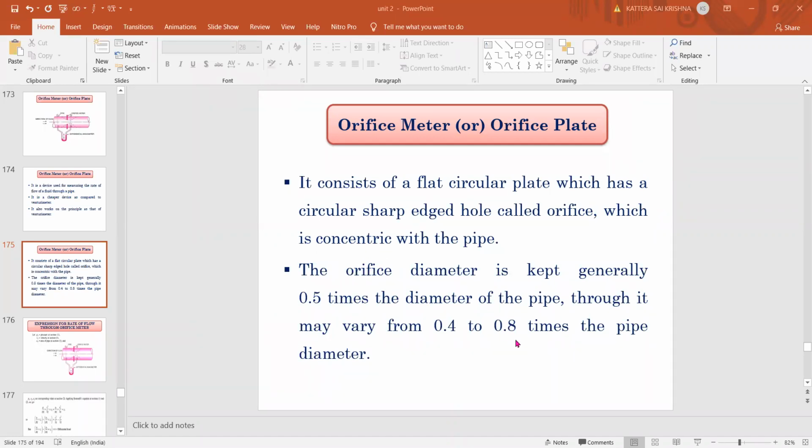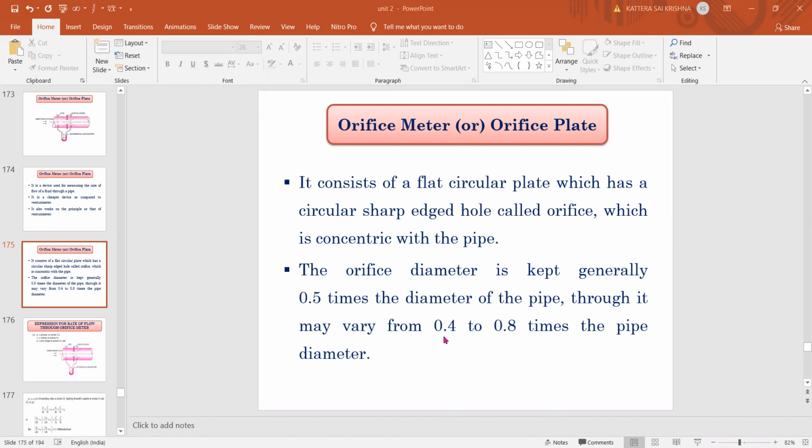And next, the orifice diameter is generally kept at 0.5 times the diameter of the pipe, nothing but half of the diameter of the pipe. It may vary from 0.4 to 0.8 times the pipe diameter. So this is the range of your orifice meter diameter. It should be in the range of 0.4 to 0.8 times the pipe diameter.